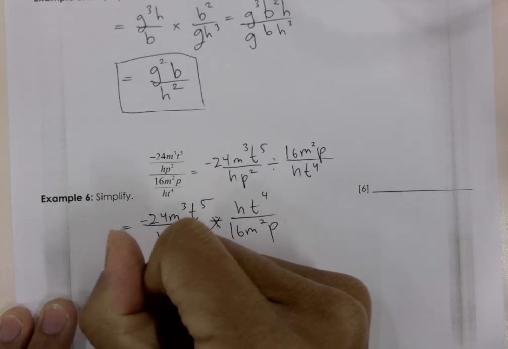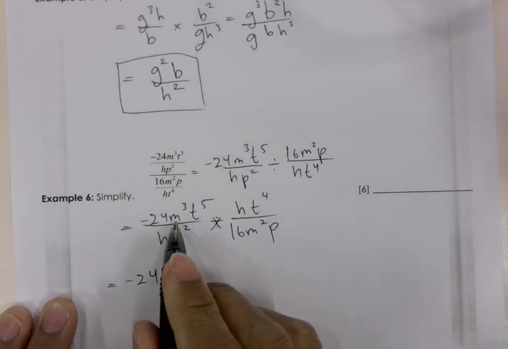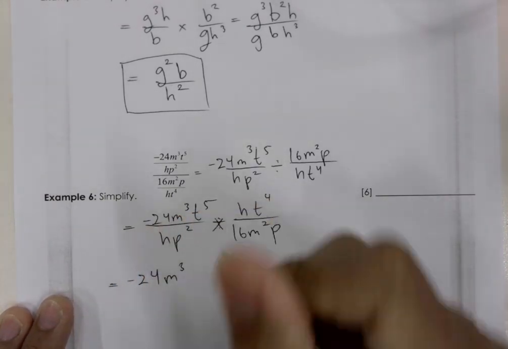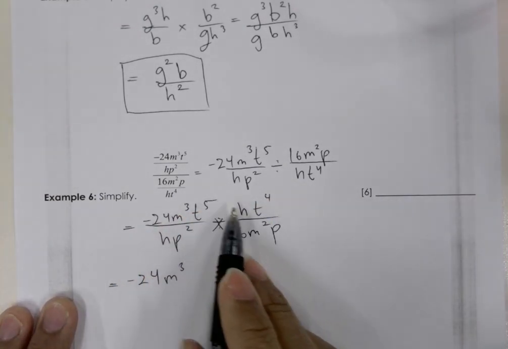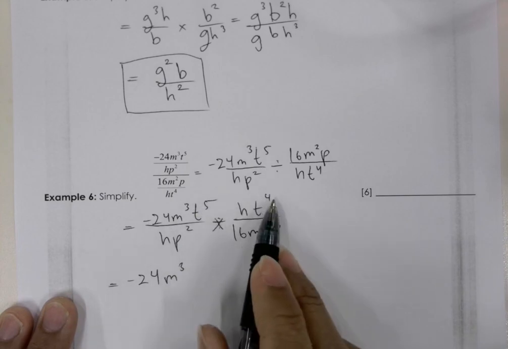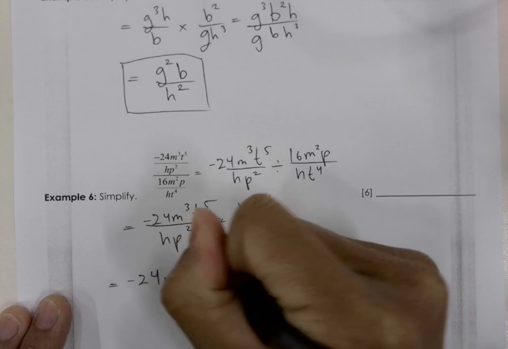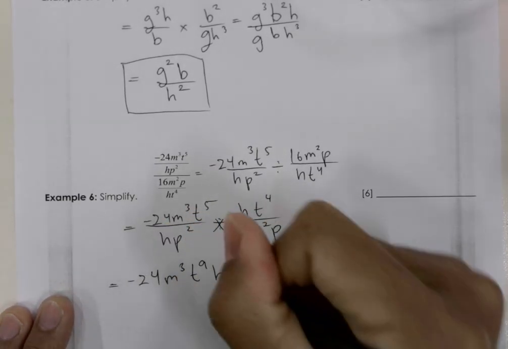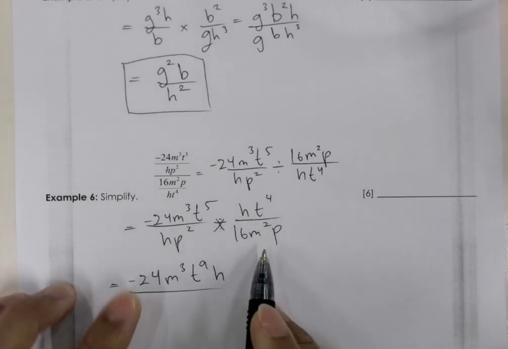And so we'll get negative 24. There's an m to the 3 here. There's no m here. So it's going to be m to the 3, stays the same. T to the 5 times t to the 4. When we multiply the same base, we add the powers. So it's going to be t to the 9. And we have an h here, but no h here. So we have h. Over, and we're going to do the same thing here.